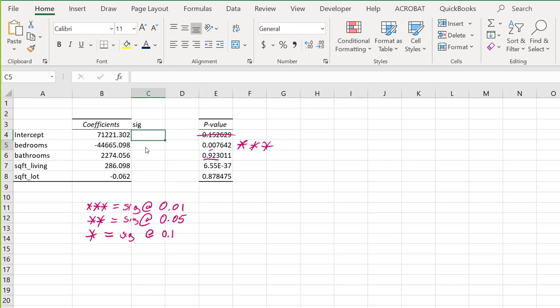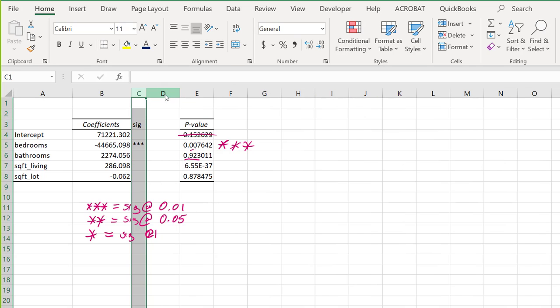This guy gets 3 little asterisks. 1, 2, 3. I can close that together, make it tight. Bathrooms, is this one significant? No. What about this guy? This one's significant at 0.10, it's significant at 0.05, it's significant at 0.01. It gets 3 stars.